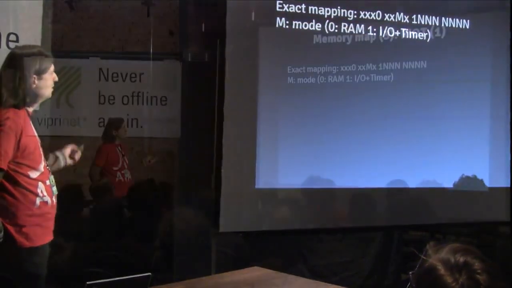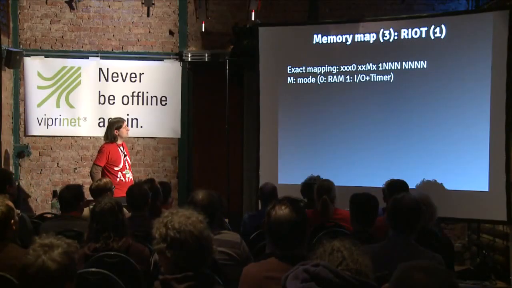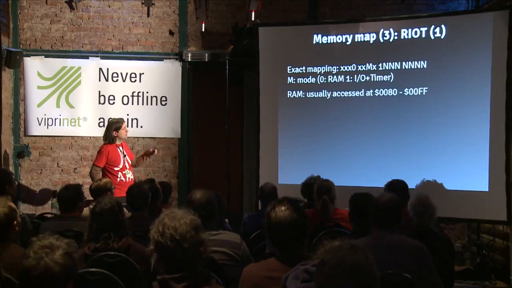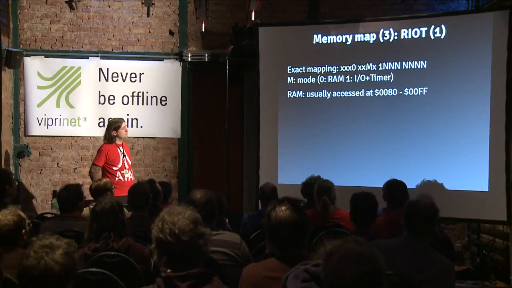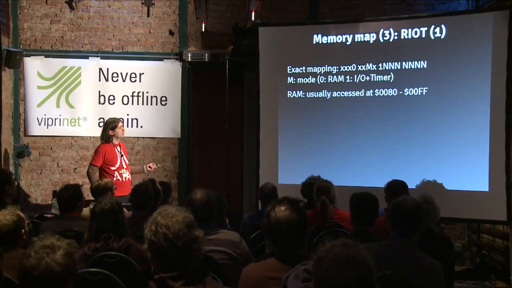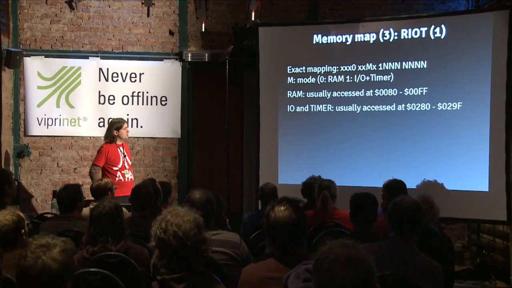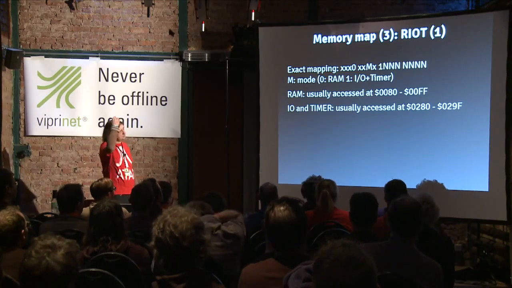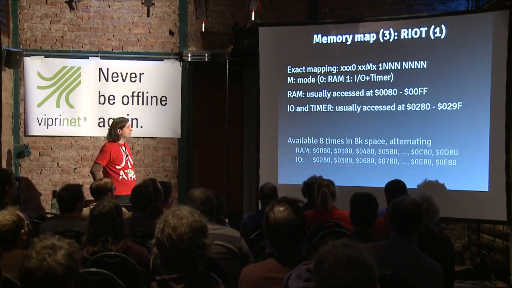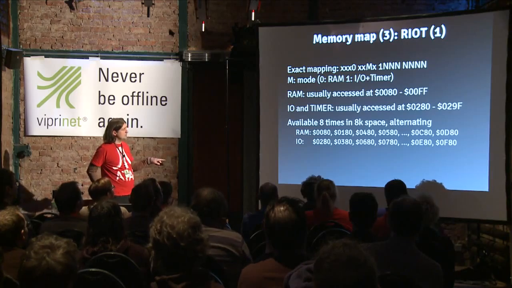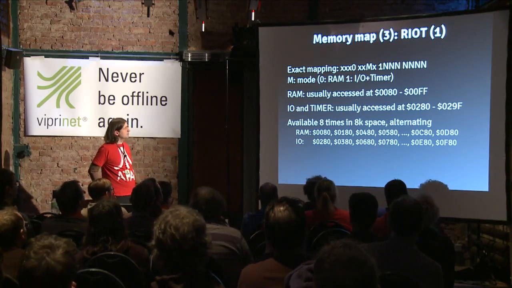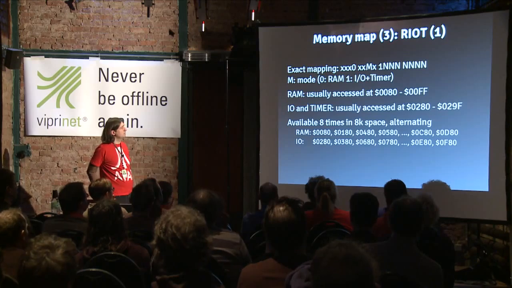So I don't go into the exact mapping. The RAM is usually addressed between address 80 and FF. The I/O and timer is usually addressed at 280 to 29F. And again, these are mirrors inside the address space, which can be pulled out of the exact mapping at the top.